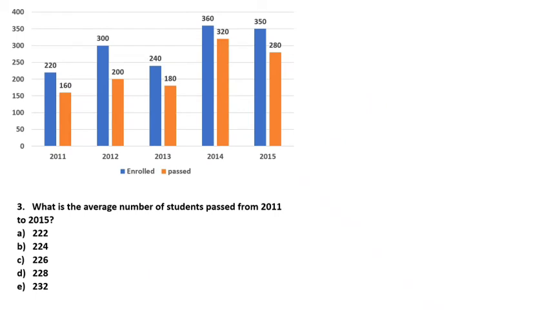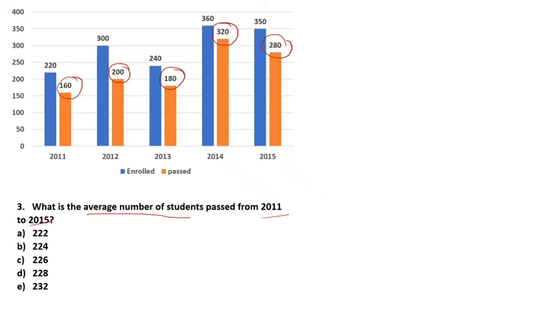What is the average number of students passed from 2011 to 2015? In 2011, 160 students. In 2012, 200 students. In 2013, 180 students. 2014, 320 students. And in 2015, 280 students passed.